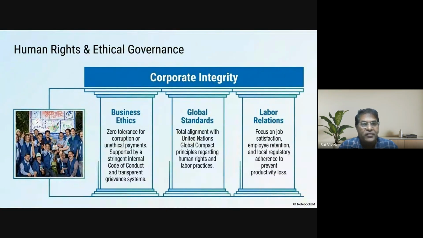So we see human rights and ethical governance here. In business, there is zero tolerance for corruption, no corruption at all. Unethical payments are not there. Everything is transparent. This is all supported by stringent international internal code of conduct and transparent grievance addressal systems. Global standards are maintained. They are in total alignment with United Nations Global Compact principles. And labor relations are good, focus on job satisfaction, employee retention, local regulatory adherence to prevent productivity loss. All these measures are taken to maintain corporate integrity.